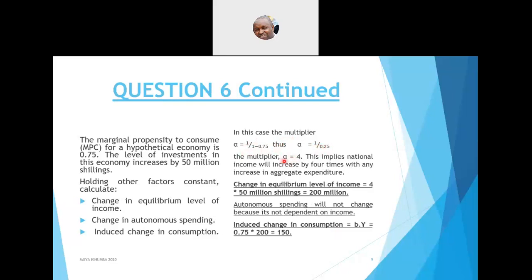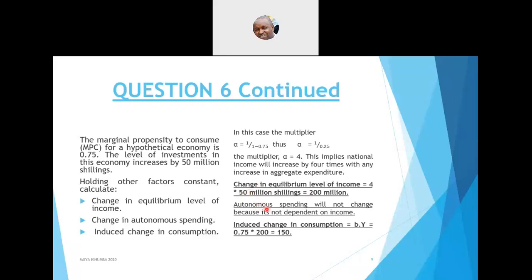and this will give us 4. And this would mean that if we increased, say, our investment by a certain amount, in our case 50 million, the total national income will increase fourfold, by the amount of the multiplier, and therefore the change in equilibrium level of income will be 4 times 50 million shillings, which will be 200 million shillings. You notice that our national income has changed by a bigger value than the value of the initial level of investment.